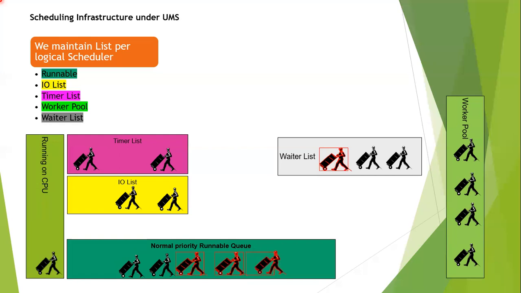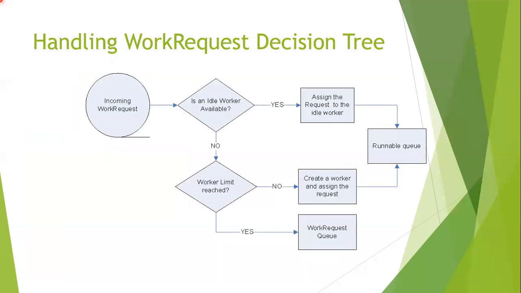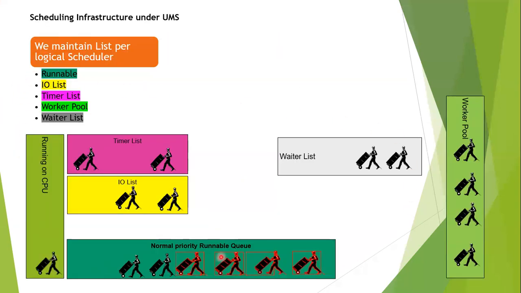So next, the waiter list: it will be waiting and it got the resource which is required, and it will keep being added to the tail of the runnable queue, right? So that whenever one of the threads currently executing on the CPU comes out of the CPU, then whatever thread is available, I mean the head of the runnable queue, that will go and execute on the CPU, right? So this is how the scheduling works. So any questions so far?